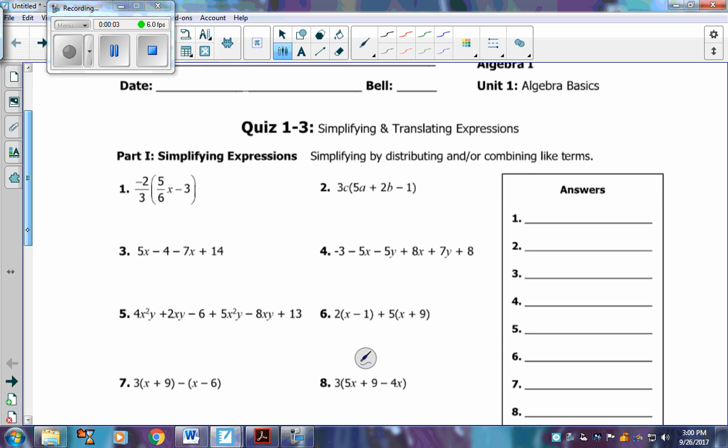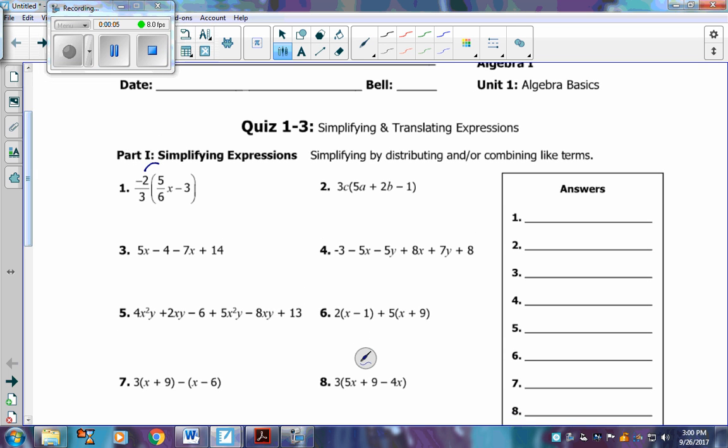On number 1, you need to distribute the negative 2/3 to the 5/6x and to the negative 3. So negative 2/3 times 5/6x, and then negative 2/3 times negative 3. Then come up here to simplify.